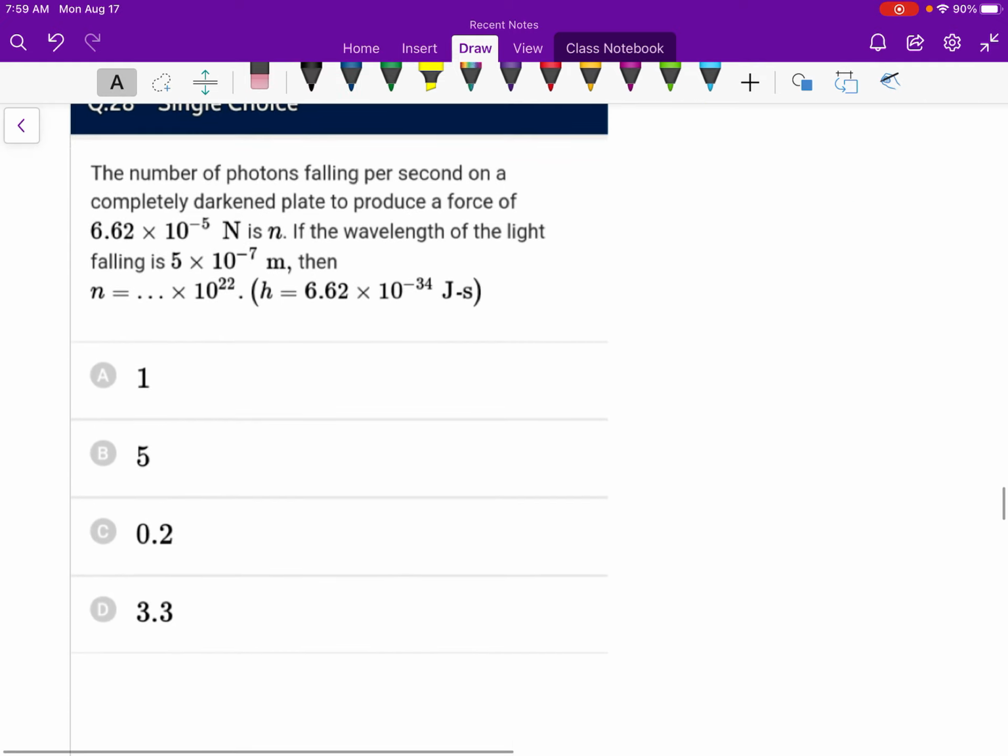So theta naught equals 60 degrees. So C is the correct option. The number of photons falling per second on a completely darkened plate. Completely darkened plate means absorptivity is 1. So they are completely absorbed to produce a force of this.